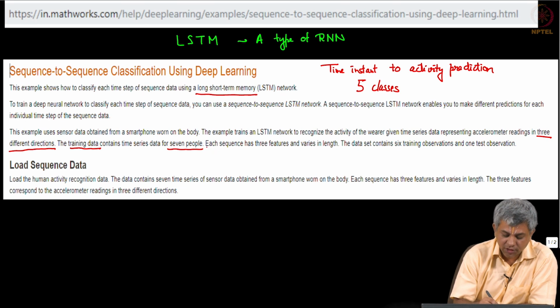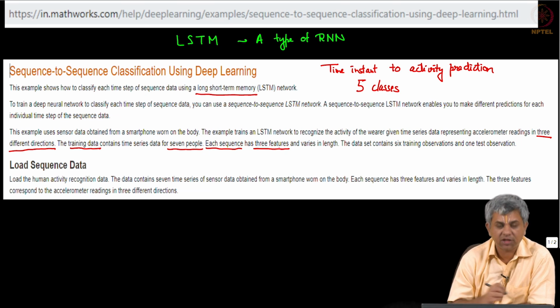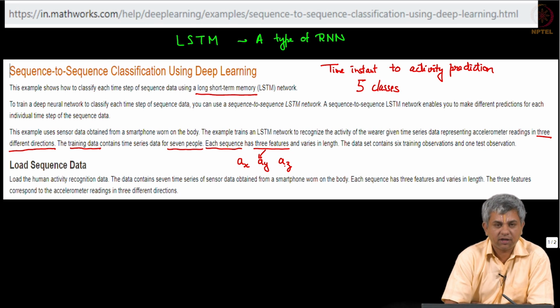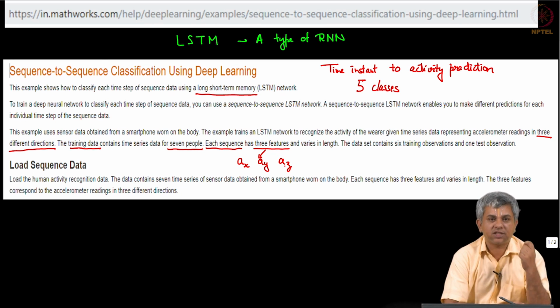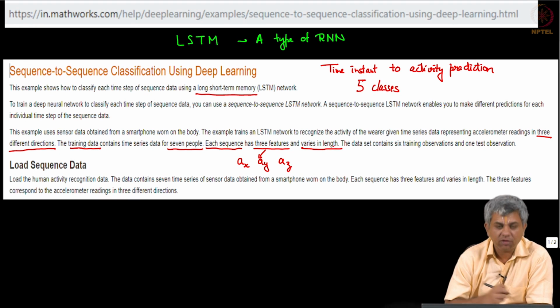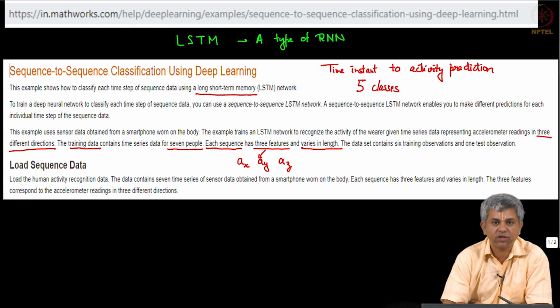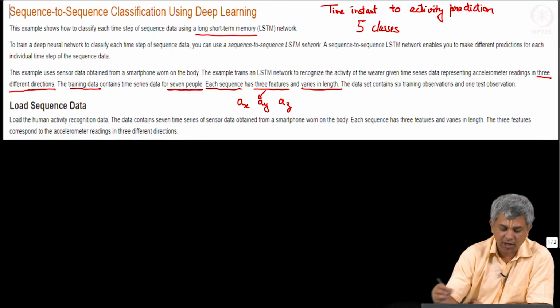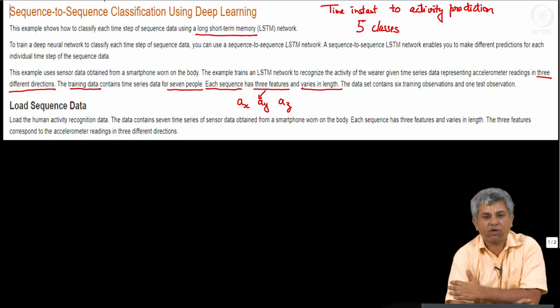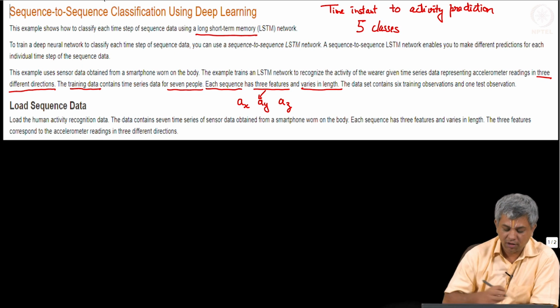Each sequence has 3 features. What are these 3 features? Let us call them acceleration in direction x, acceleration in direction y and acceleration in direction z. These are the 3 features that the sensor is throwing up at each time, but it varies in length. Why does it vary in length? As you will see shortly in a graph, what is it that we are measuring? Suppose I wear this cell phone on my body or have it in my pocket.